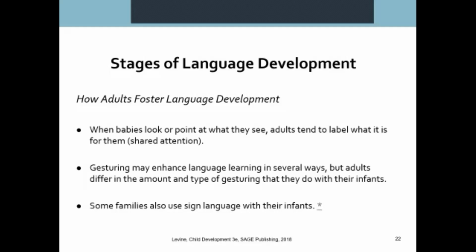It turns out that gesturing is done more in higher SES families versus lower SES families. I can't tell you necessarily why, but this is one result that they've found. And so the added gesturing in a higher SES family contributes to that child learning language quicker. Some families also obviously use sign language with their infants. I already alluded to this. I'm not really going to talk about it anymore. You can read some more about it in the book.